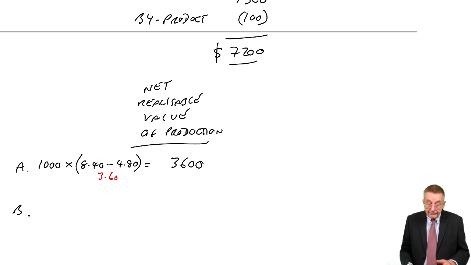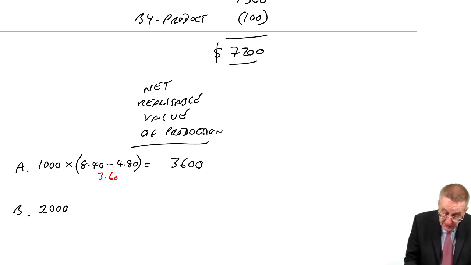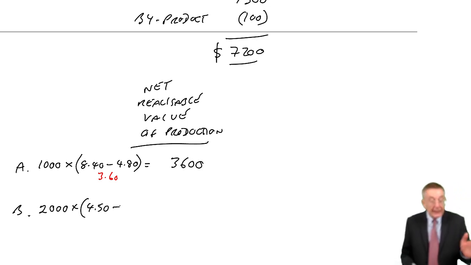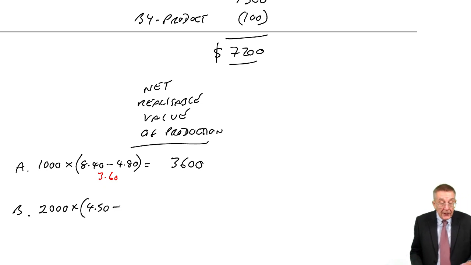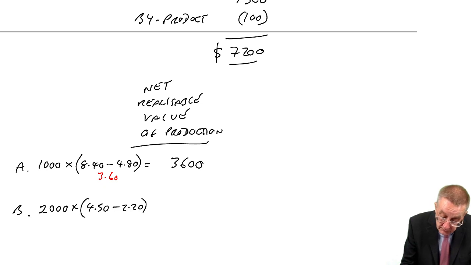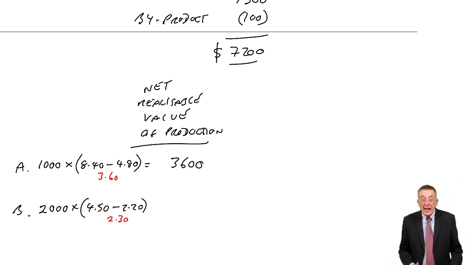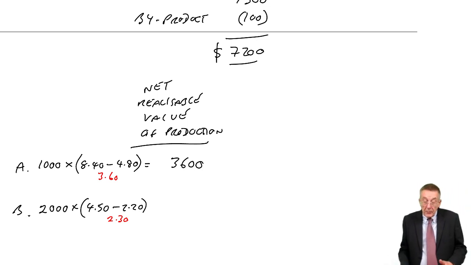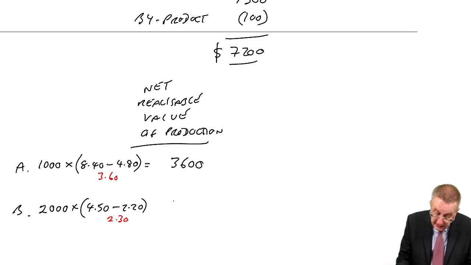And similarly, B, there's 2,000 kilos. Its final selling price is 450, but we can't sell it when it leaves the process. It needs putting in a bottle first. And the bottle, the further processing for that one is 220. So we say its net realizable value when it leaves the process is the difference of 230. And therefore, the total value of the production, 2,000 times that, is 4,600, giving a total of 8,200.